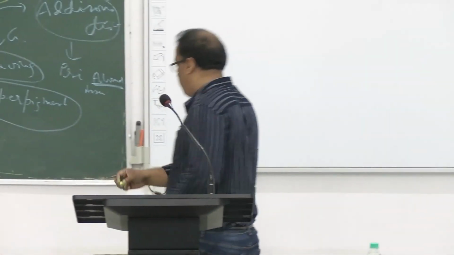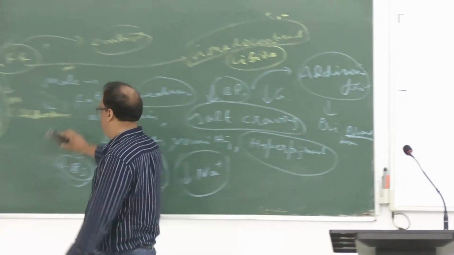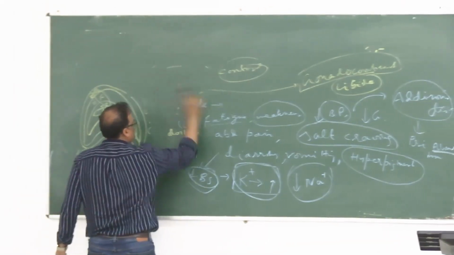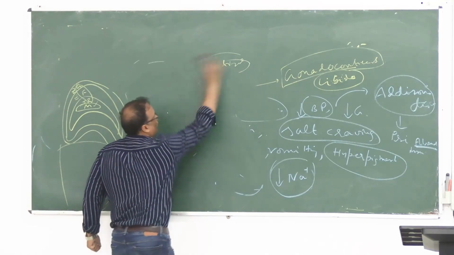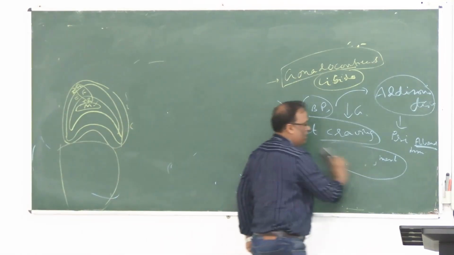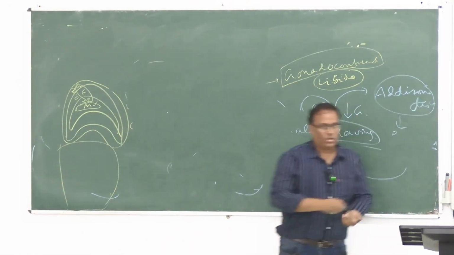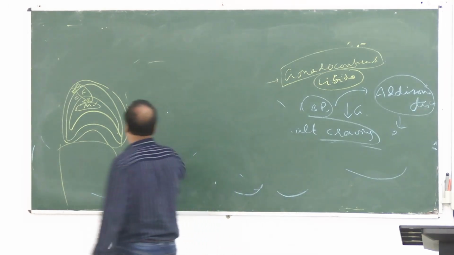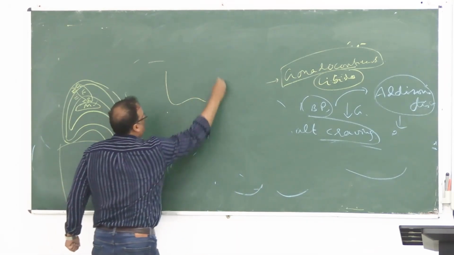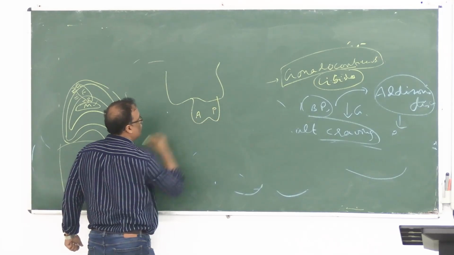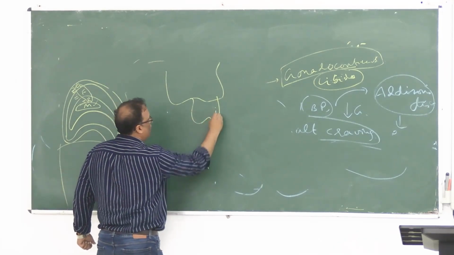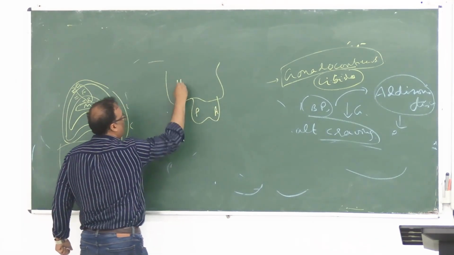Okay, I'm coming step by step. First of all, mineralocorticoid, right? What is the function of mineralocorticoid? And what is the stimulus for the release of your mineralocorticoid? So you know the hypothalamus, right? This is the anterior pituitary, and this is your posterior pituitary, and this is your hypothalamus.